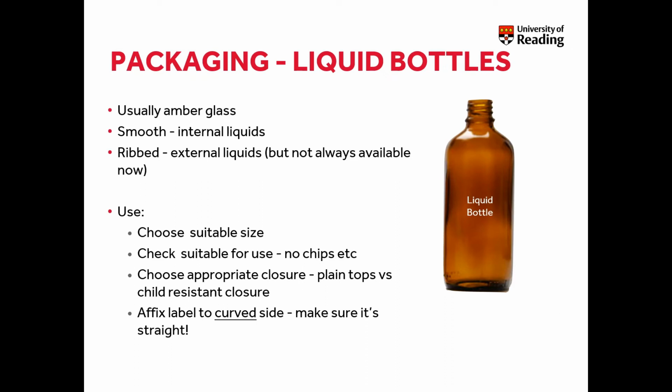So if we have to pack down liquids, then we would put them into a liquid bottle. Again, usually made of amber glass. Most bottles nowadays are smooth, but you can get ribbed bottles as well as smooth. We use the smooth bottles for internal liquids, and the ribbed bottles are used for external liquids. It's ideal if you can get hold of ribbed bottles for external liquids, just so if patients have impaired sight, they can tell from the feel of the bottle that the liquid should be used externally rather than internally.